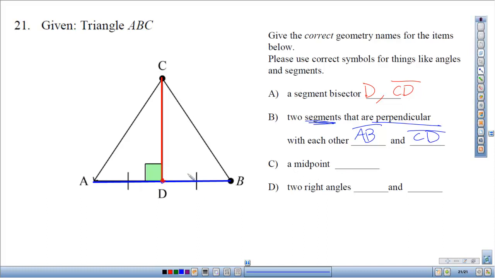A midpoint. Alright, well, there's the tick marks again. So who is the midpoint? Right there, point D. You could call it a segment bisector, but that's what a midpoint does. It bisects the segment.